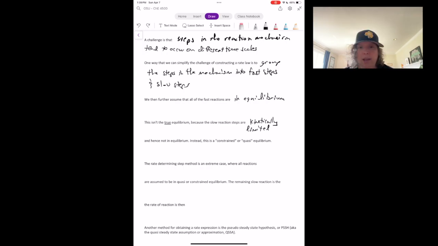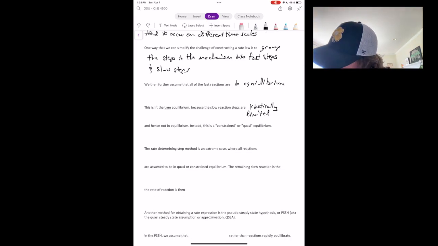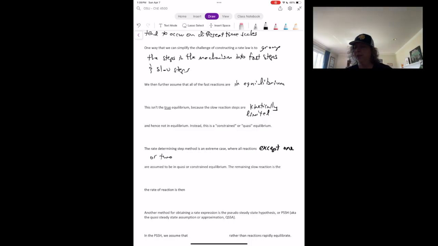In the rate determining step method, we assume that all the reactions except one, and it can actually be one or two, but we're basically going to pick one. So all reactions except one are assumed to be in quasi or constrained equilibrium. So all but one are in quasi equilibrium or constrained equilibrium. And then we basically pick one to be the rate determining step.